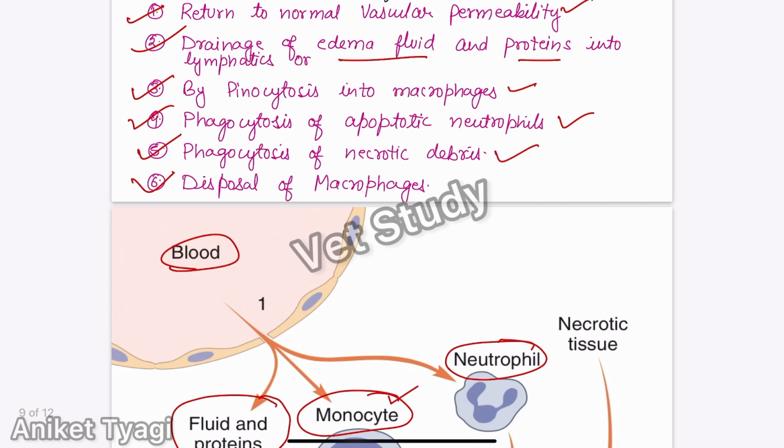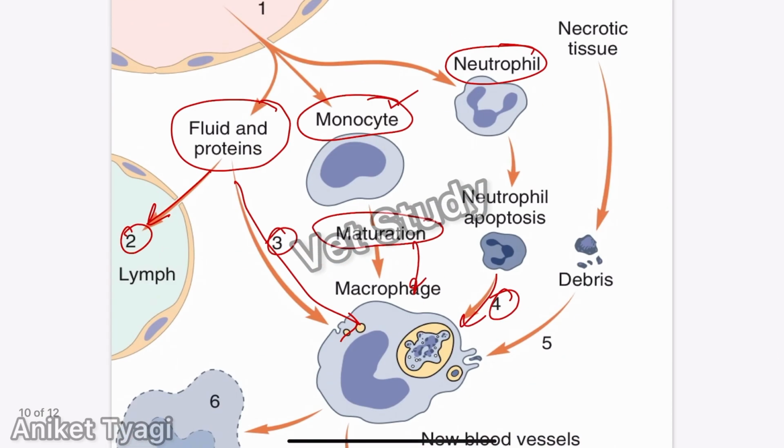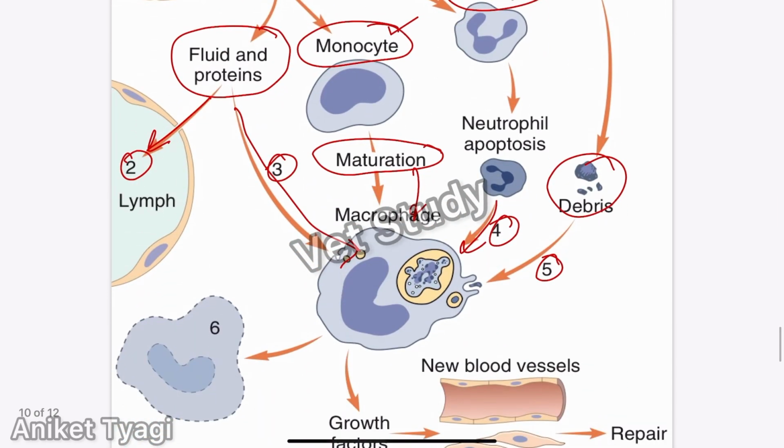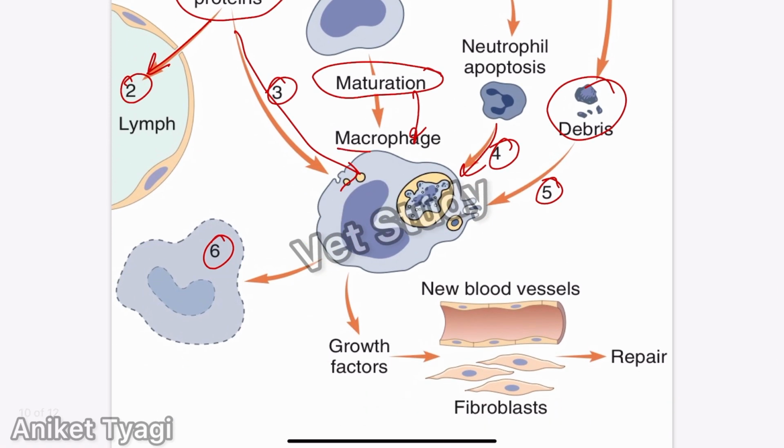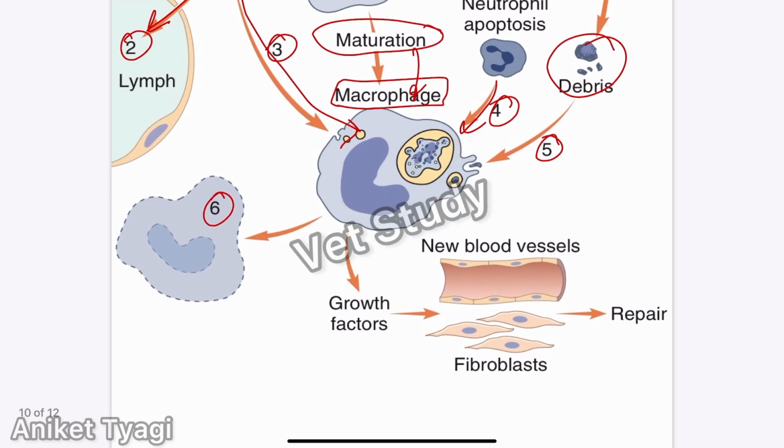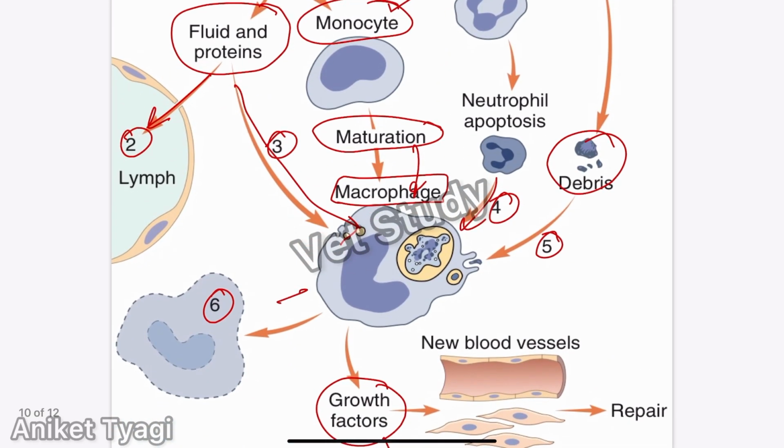Then there is phagocytosis of necrotic debris also. If there are some necrotic debris, they are also phagocytosed by this macrophage. And disposal of macrophage is the sixth step. As you can see, there is a central role of this macrophage in the whole reparative process. And macrophages also release some growth factors. Basically, these growth factors stimulate the fibroblast and new blood vessel formation may occur. So this is the central role of macrophages in the reparation phase of any inflamed tissue.